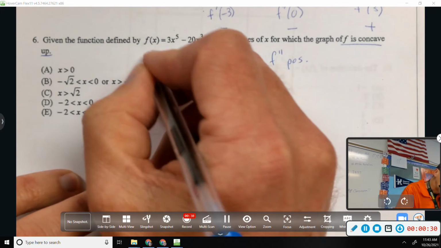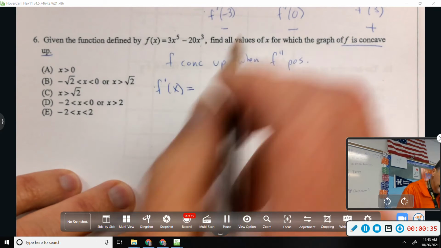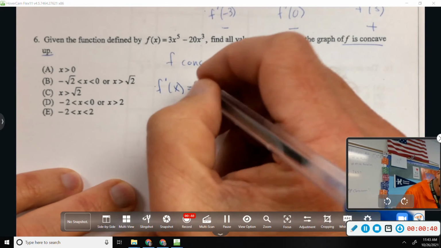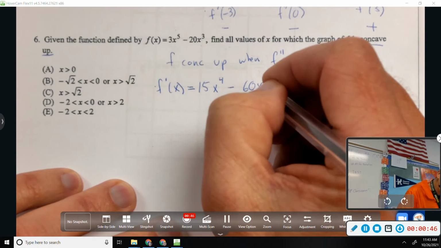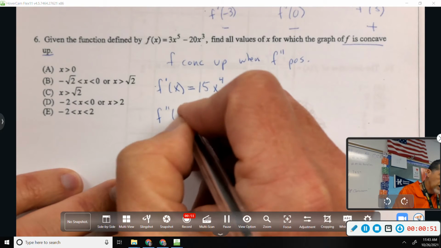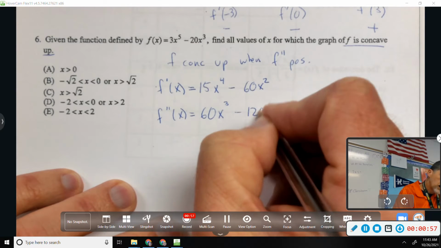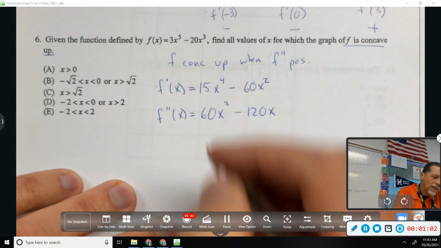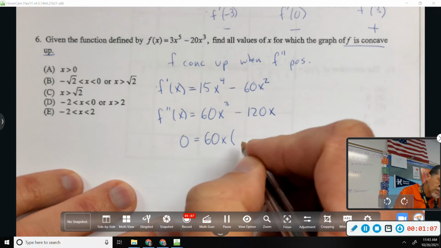Okay, so let's find f double prime. Can't get there directly. And maybe this is another reason we don't do 96 derivatives, because you can't really get there directly. You'd have to find the first 95. 15x to the fourth minus 60x squared. The second derivative then would be 60x cubed minus 120x. So the numbers are big, but it's not awful. We set that equal to 0 and factor out a 60x.